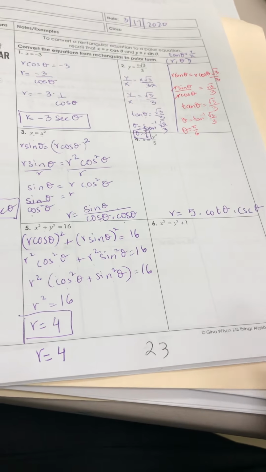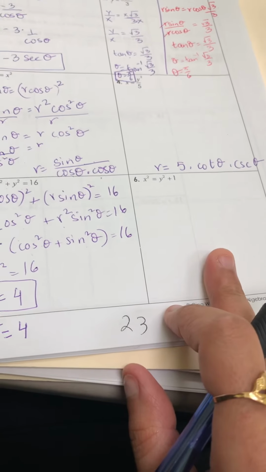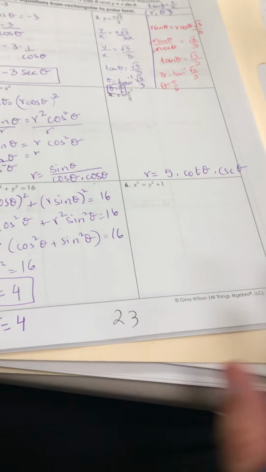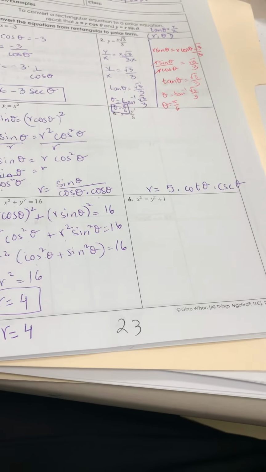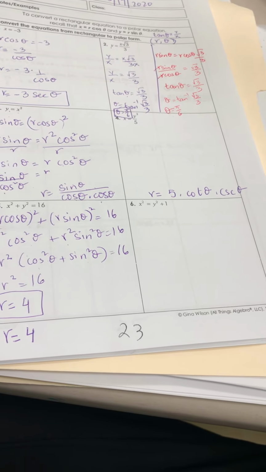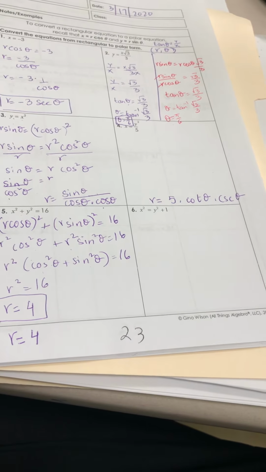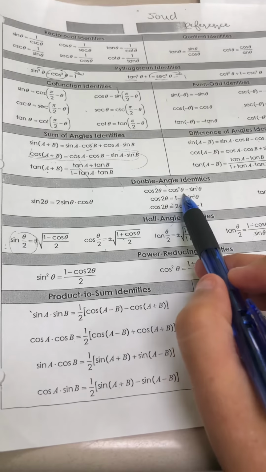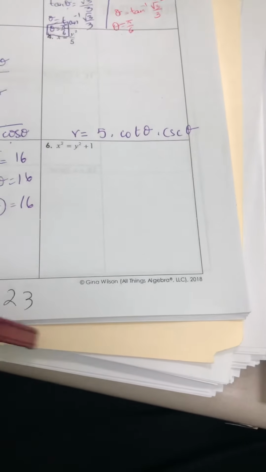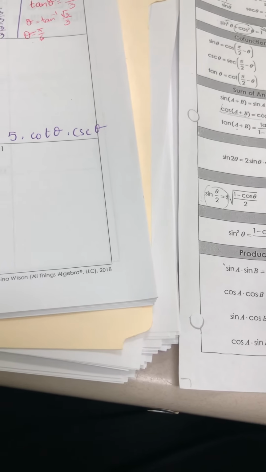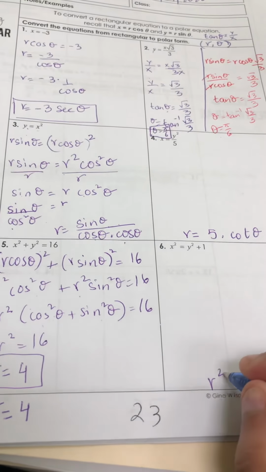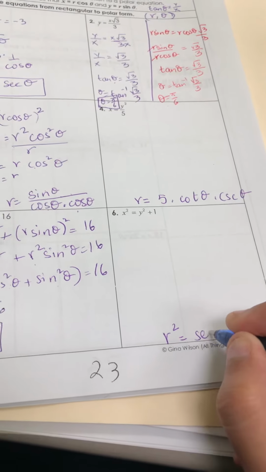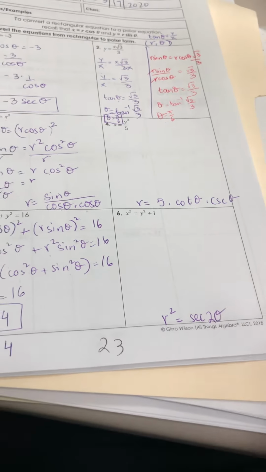Okay, the same we are going to do here. Make sure you keep the reference sheet next to you wherever you get something with cosine squared. You will see cosine squared theta minus sine squared theta in this question. You have to replace it with cos 2 theta, okay, and you will get your final answer as r squared equals secant 2 theta.